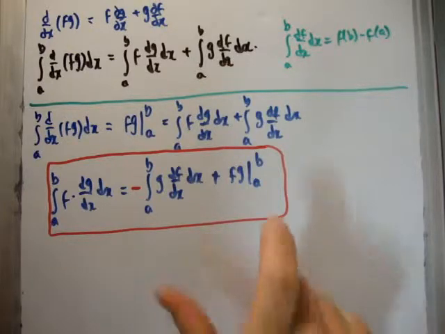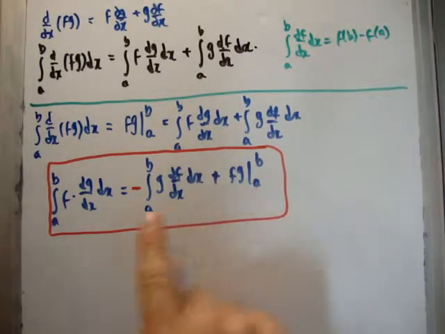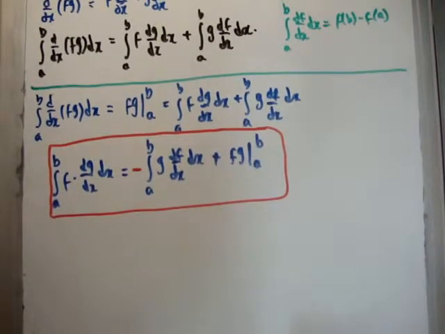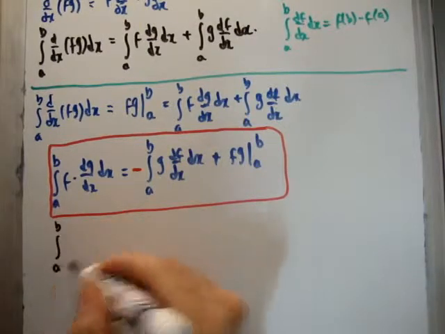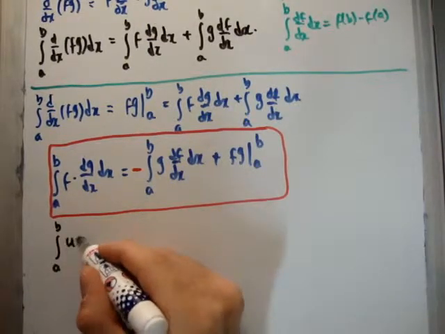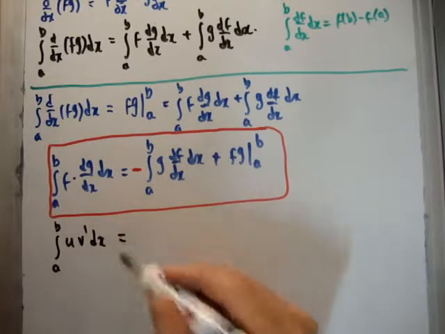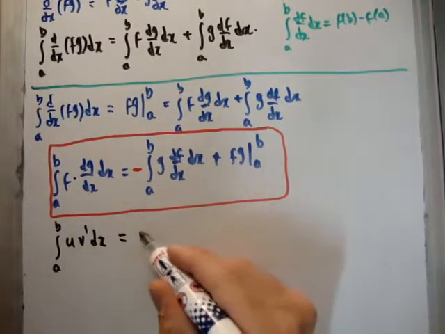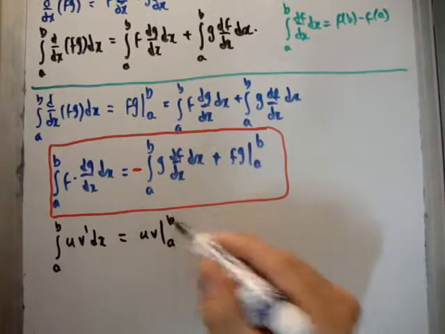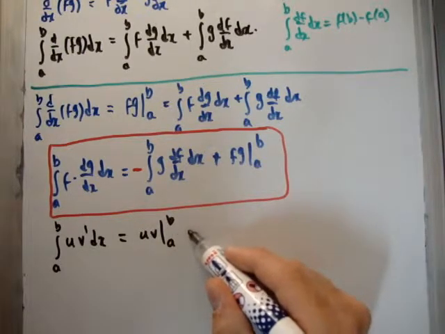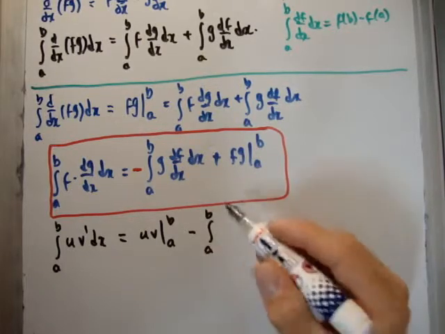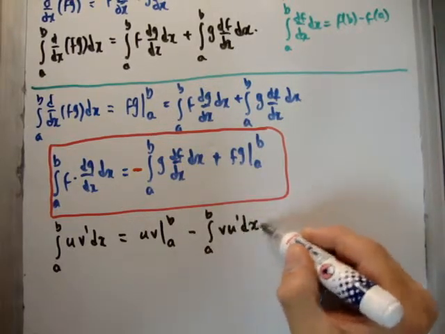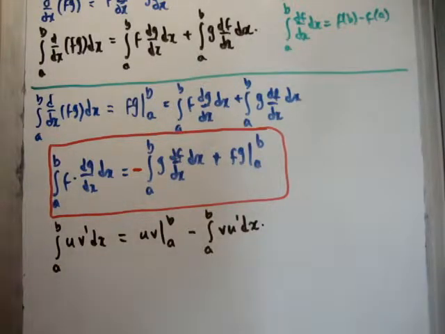All right, so the usual way to write it is we swap, we'll say we have the boundary term first. So I'll put it in more common notation. The more common notation would be, if I integrate u and v prime dx, the answer, putting the boundary term first, is the product evaluated at a and b, minus the integral of v u prime dx. Okay, and that's the same thing. This is the more usual way of writing it.